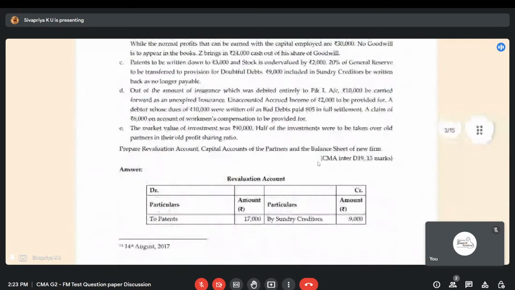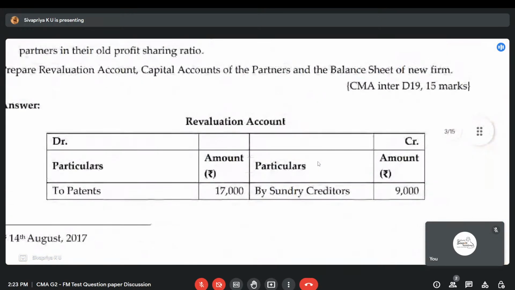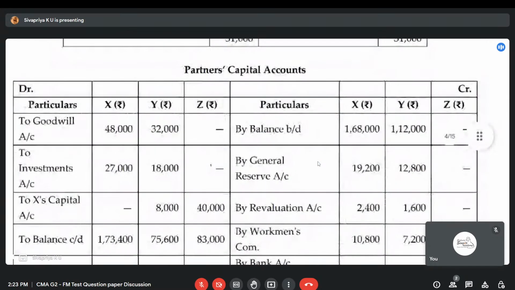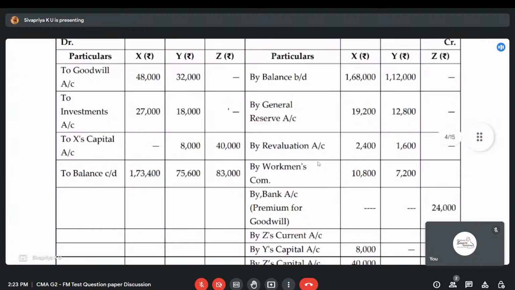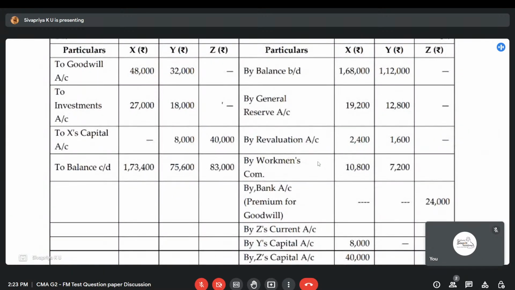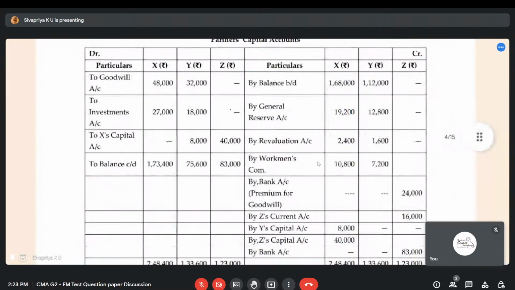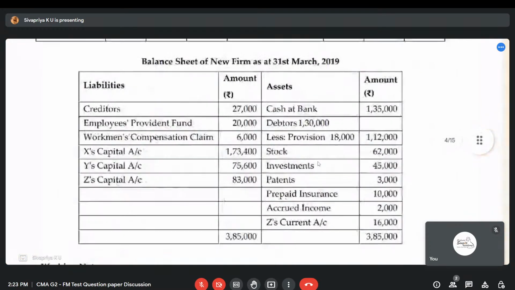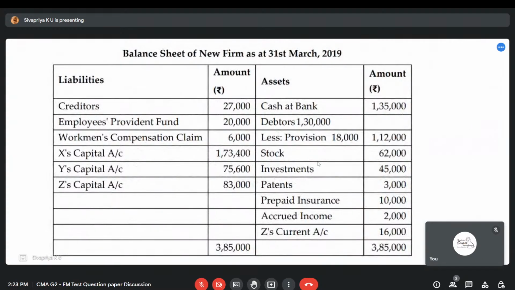Section B பொறுத்த வரைக்கும் நமக்கு பார்ட்னர்ஷிப் இருக்கு. ஸோ ரீவாலுவேஷன் அக்கவுண்ட் அதோட பேலன்ஸ் ப்ராஃபிட் ஆன் ரீவாலுவேஷன் இஸ் 4,000 rupees. And partners capital account ஓட closing balance 1,73,400, 75,600, 83,000. And the balance sheet of a new firm 3,85,000 is a total.